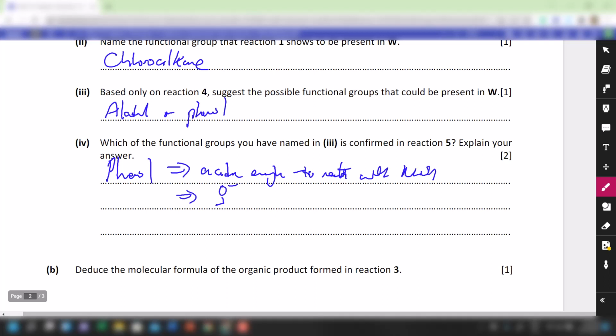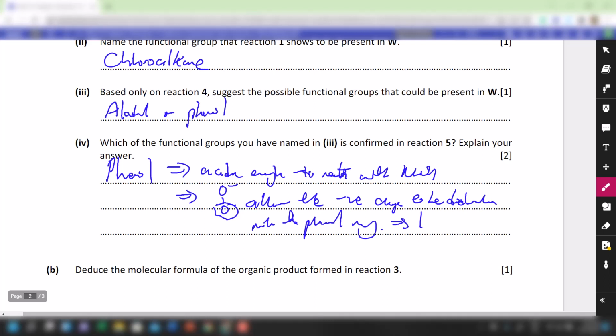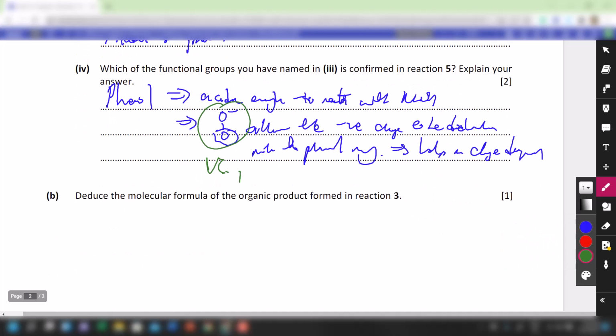Because the phenoxide anion allows the negative charge to be delocalized into the phenol ring. Yeah, which helps in charge dispersal. Okay, so therefore here we are saying that phenoxide anion is more stable as compared to alkoxide. Okay, because for alkoxide anion, the negative charge at the oxygen is being enhanced by the electron donating alkyl groups.